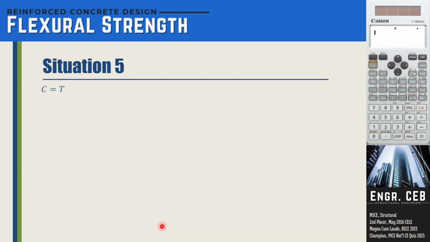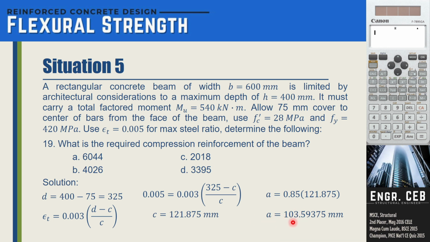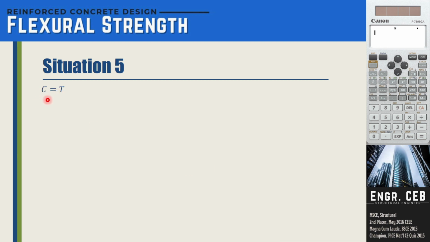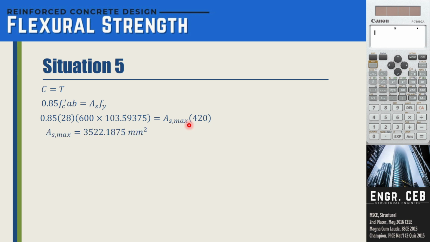Next, C equals T. So we have 0.85 fc' ab equals As fy. Take note, we already have the value of C. That's why we proceed with the equilibrium equation C equals T, because we are going to calculate the moment capacity considering that C. So 0.85 fc' times 600 times a equals As max. So we can now compute As max, and that is 3522.